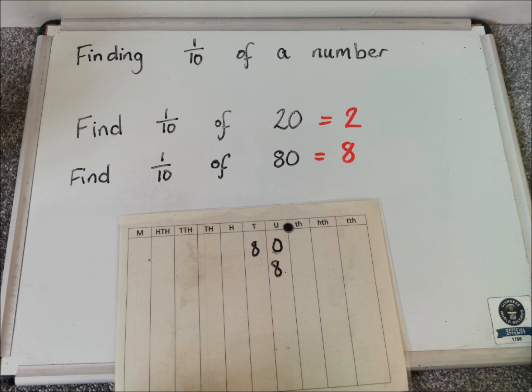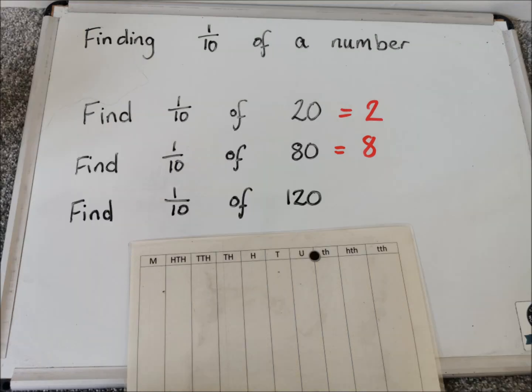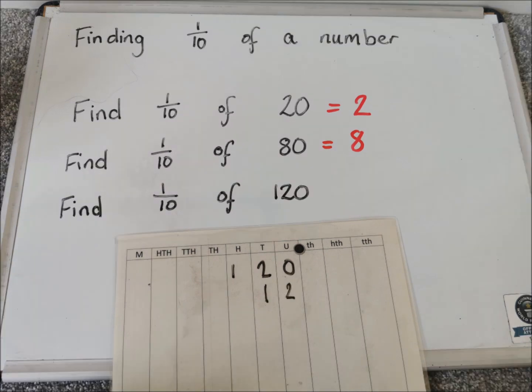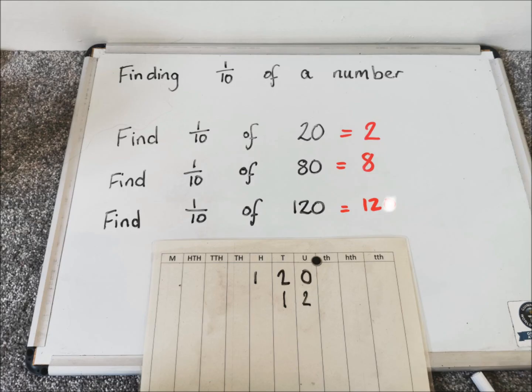We'll do one more together, guys. So this one, a little bit trickier. Find a tenth of 120. So on our place value chart, we can put 120 into the correct columns. Everything shuffles down a jump. So the 1 moves from the hundreds into the tens. The 2 moves from the tens into the units. The 0 disappears, so we're left with 12. So a tenth of 120 is 12. So hopefully that makes sense for you.